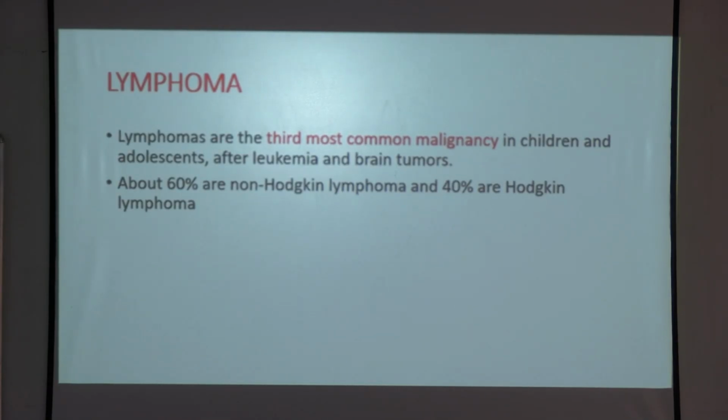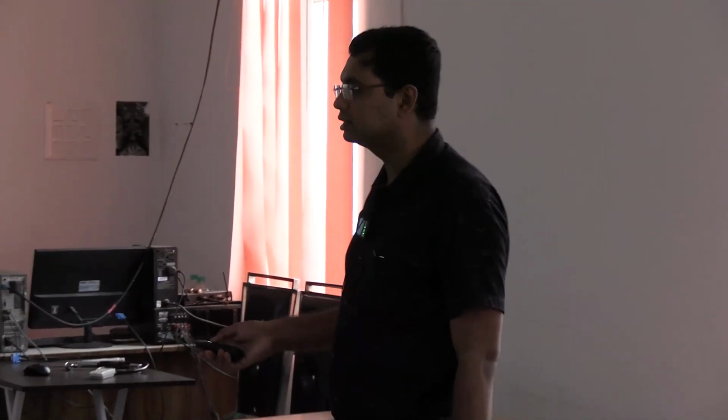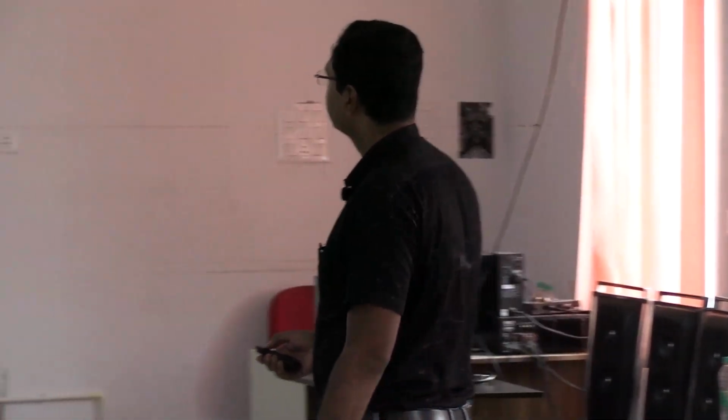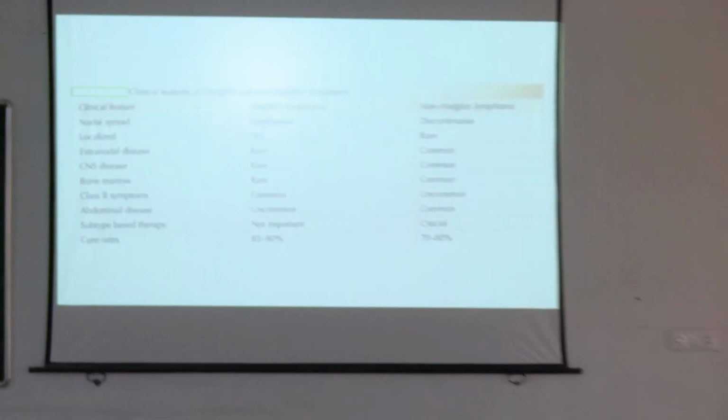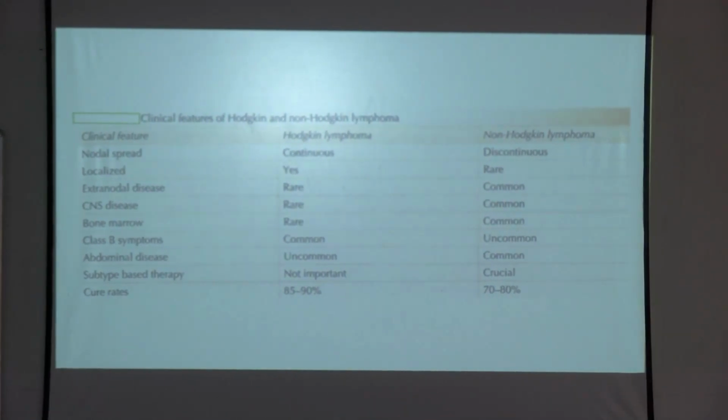ব্যাপারটা এরকম যে একটা আমরা ক্যাটাগরি প্রথমে দেখা হলো যেটাতে আমরা রিড-স্টার্নবার্গ সেল পাচ্ছি তাকে হজকিন্স লিম্ফোমা বললাম, এছাড়া বাকি যা যা আছে সব একসাথে নন হজকিন্স এর গ্রুপে চলে গেল, ব্যাস। So most common is non-Hodgkin's, less common is Hodgkin's lymphoma. So this is the difference between Hodgkin's and non-Hodgkin's lymphoma.